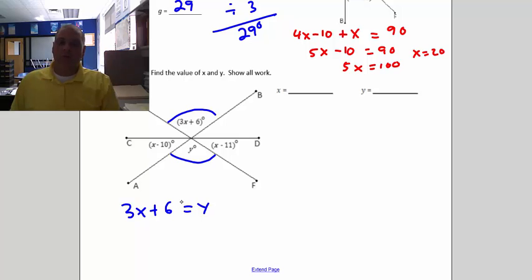Like, that's true, but now what? What are you going to do? You can't solve one equation when you have two variables. You have to have two equations if you have two variables. So that's not really going to help us, even though that is true.